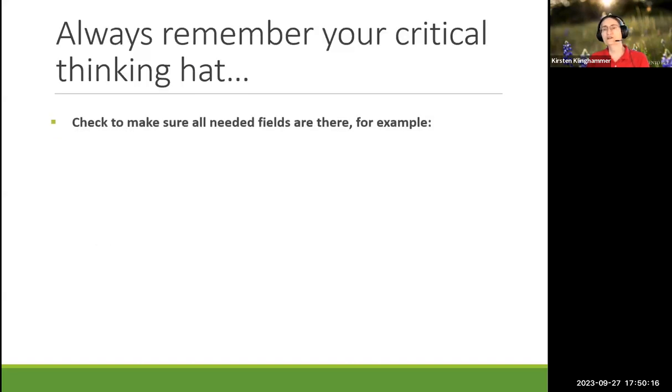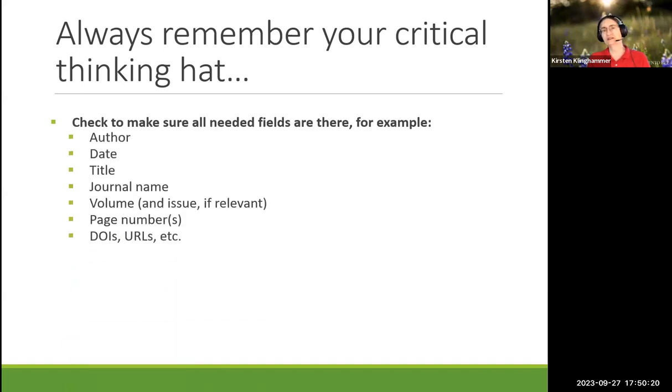So I say always remember your critical thinking hat. Make sure that everything that's supposed to be in the reference is there: the author, the date, the title, the journal name, and all of this stuff. If it's missing, is it supposed to be missing? Sometimes there isn't an author, and then the title of the work comes up first, the way things usually go. But make sure that if that information was there, that it got in there.